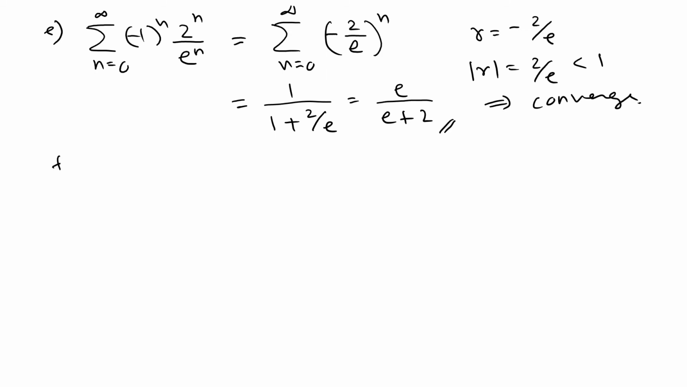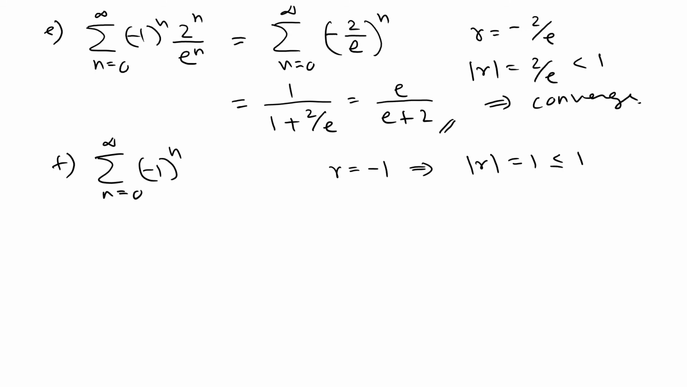Let's look at some of the interesting examples, but before that, let's do one last one. So how about this one, sigma n going from 0 to infinity, negative 1 to the n, negative 1 to the n. If you look at this one, in this case r is equal to negative 1. So if you look at the absolute value of r, which is 1, that means this is less than or equal to 1. Actually greater than or equal to 1, not less than. So this is the geometric series. It is greater than or equal to 1, so it diverges. That means the series is going to diverge. Good.